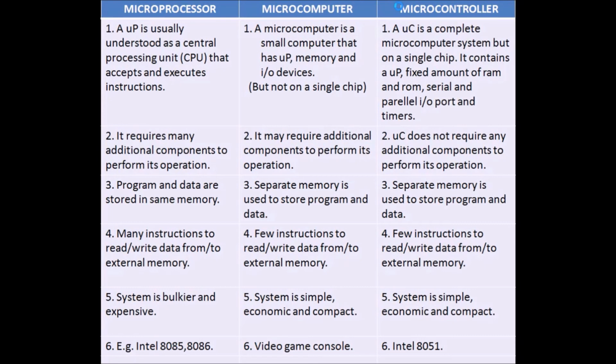In microprocessor, there are many instructions to read or write data from or to external memory. In microcomputer, there are few instructions to read or write data from or to external memory. In microcontroller, few instructions are used to read or write data from or to external memory. The microprocessor system is bulky and expensive. The microcomputer system is simple, economic and compact. The microcontroller system is also simple, economic and compact. Example of microprocessor is Intel 8085 and 8086. The example of a microcomputer system is a video game console. The example of a microcontroller system is Intel 8051.